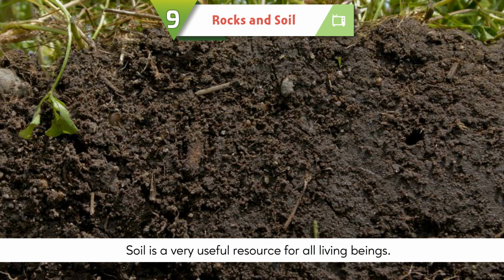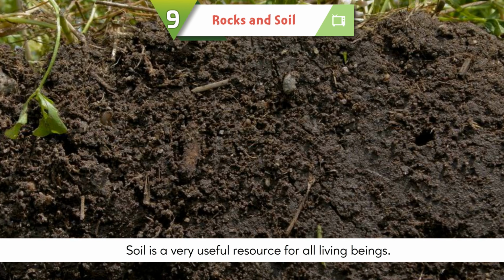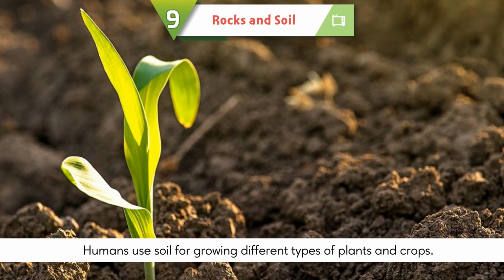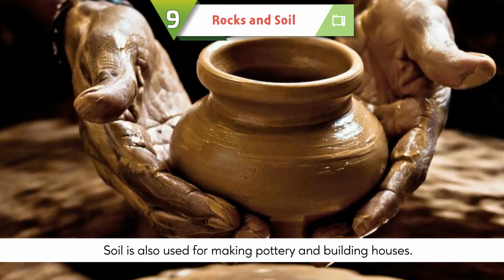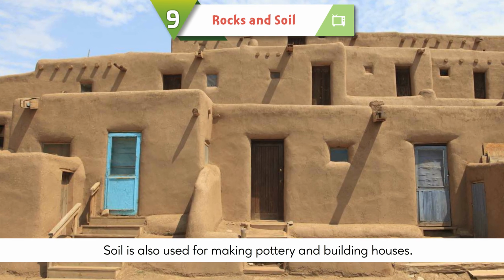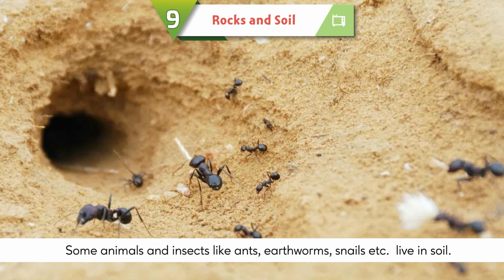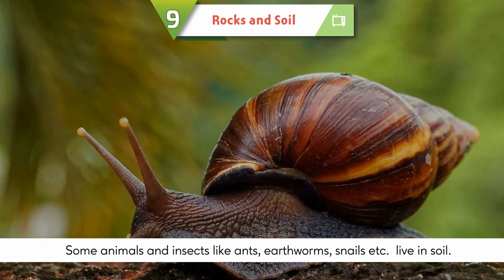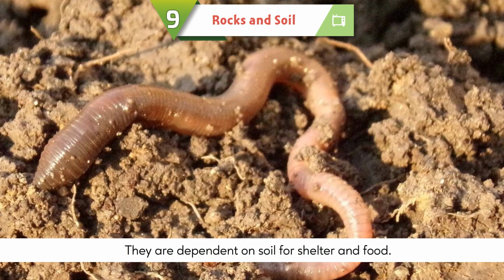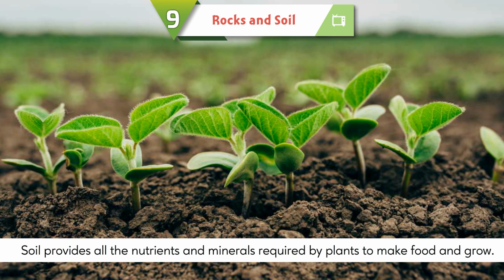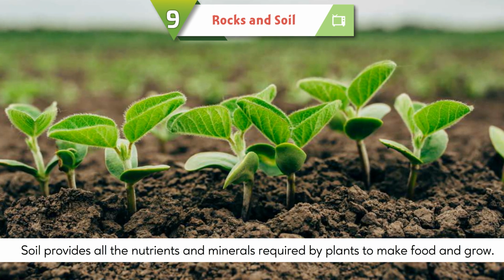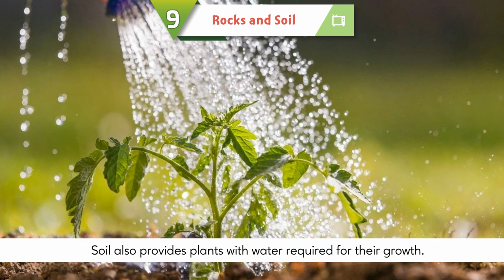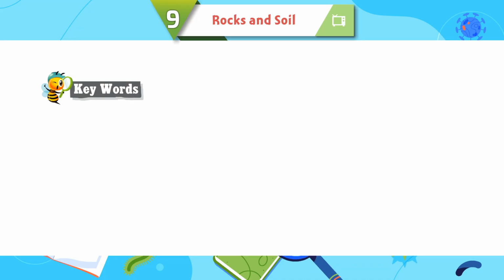Importance of soil. Soil is a very useful resource for all living beings. Humans use soil for growing different types of plants and crops. Soil is also used for making pottery and building houses. Some animals and insects like ants, earthworms, snails, etc. live in soil. They are dependent on soil for shelter and food. Soil provides all the nutrients and minerals required by plants to make food and grow. Soil also provides plants with water required for their growth.